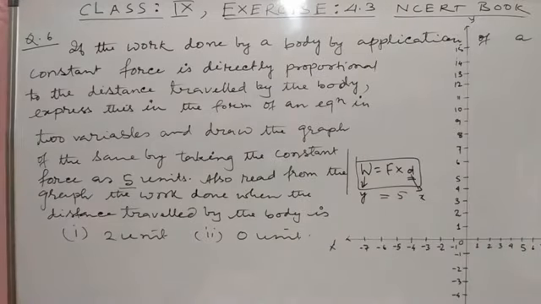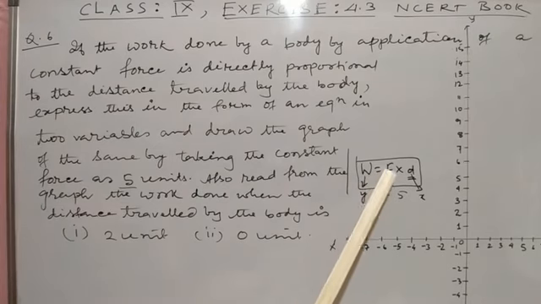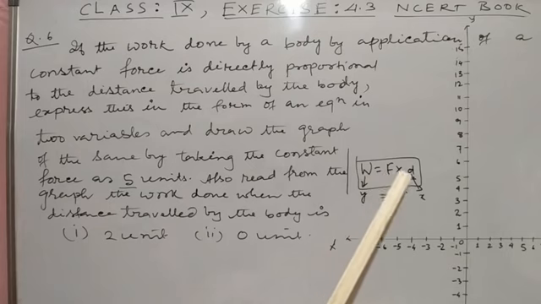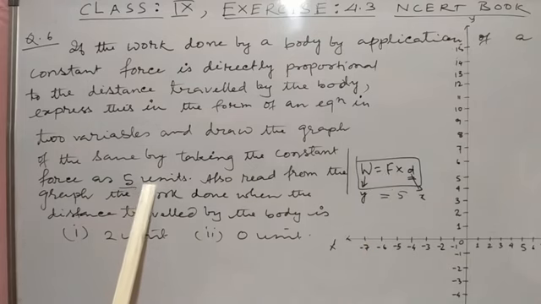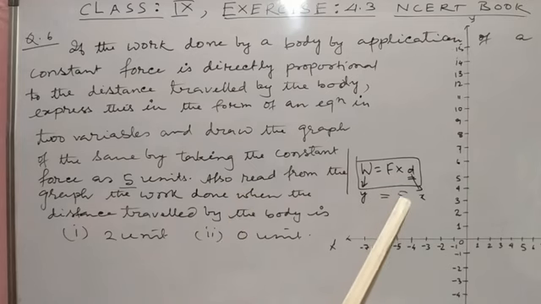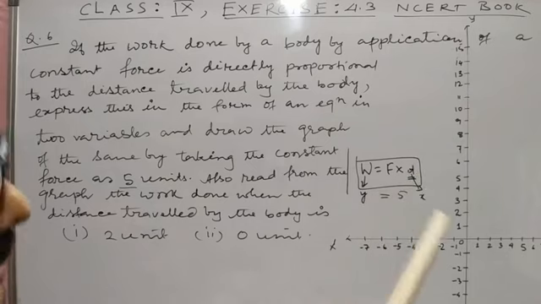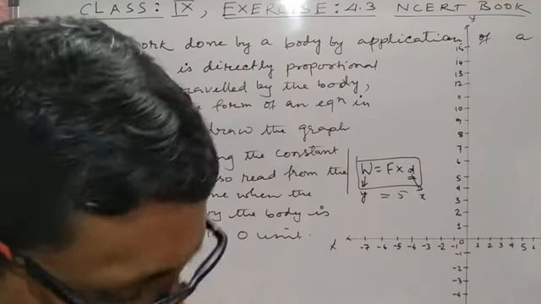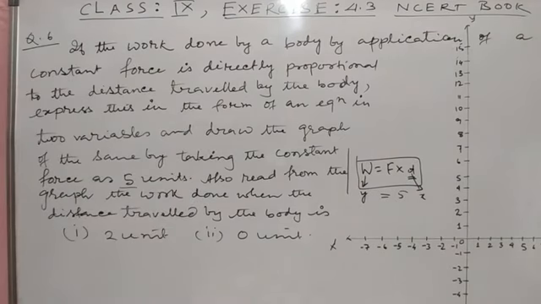Got my point? In science there is a concept W equal to F into D, that is, work done equal to force into distance. Here the force is already given, we have to use constant force 5. So 5 is the force. Now we will consider work done as Y and distance traveled as X. So we get the equation as Y equal to 5X. Then we draw the graph of this equation. So let us see how to draw.